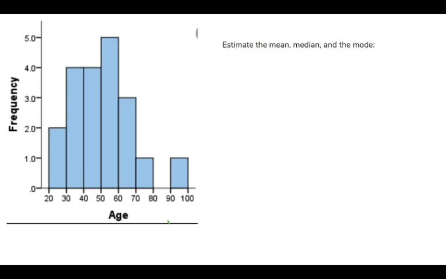But that's how that works. So when you're dealing with histograms, there are ways of just getting relatively quick estimates for what those central tendencies are.